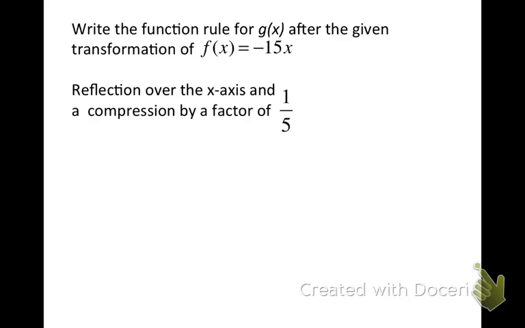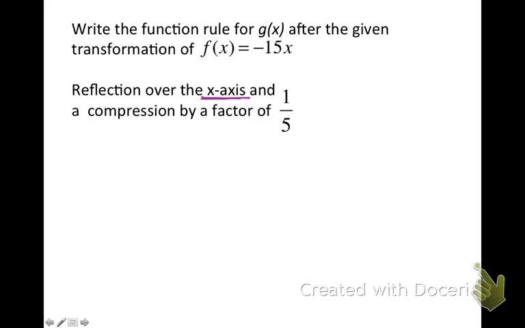Let's see if we can write the function rule for g of x after the given transformation of f of x. And f of x is negative 15x. Well, they're asking us to do two things here. First, they want a reflection over the x-axis this time, not the y. And then they want a compression by a factor of 1/5.